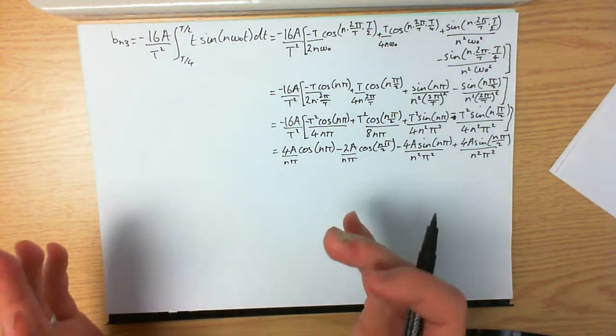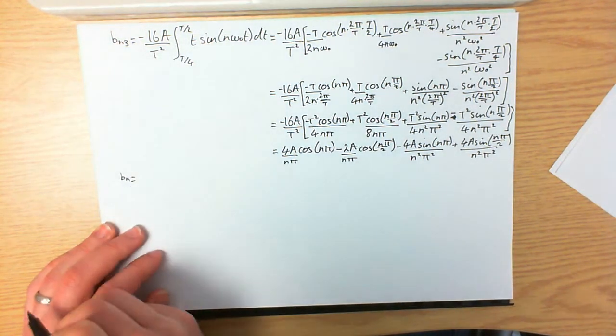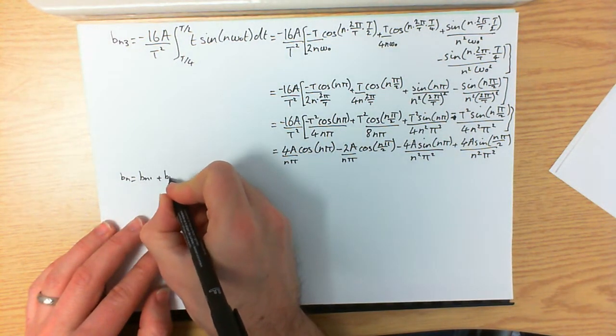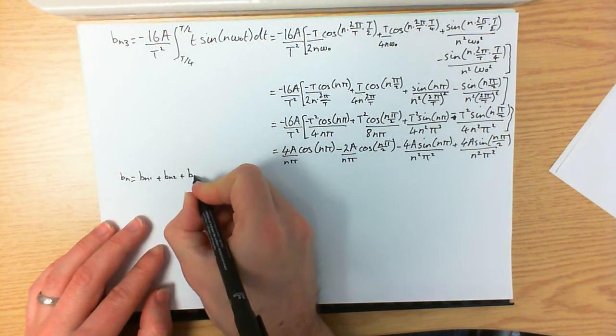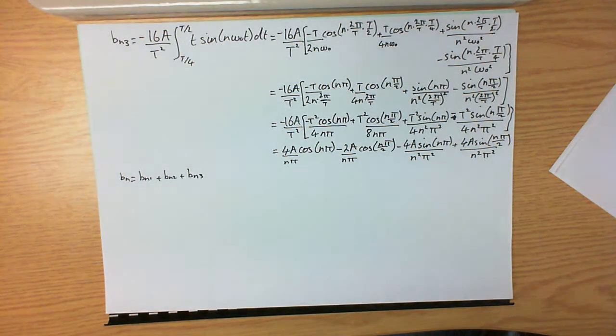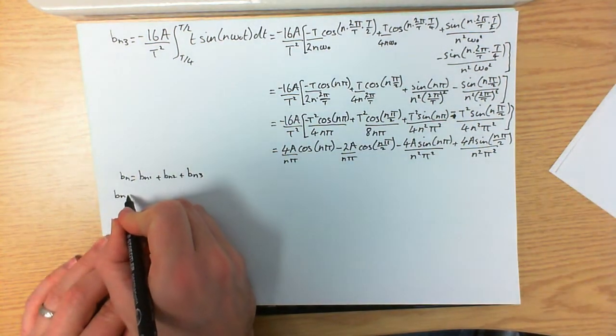So now what we need to do, we've worked out all three, we need to remember that we've got to get the total. So we've got Bn1 plus Bn2 plus Bn3. We've got to add them all together to get our final Bn, and this is where we need to be really careful because there are a lot of components.